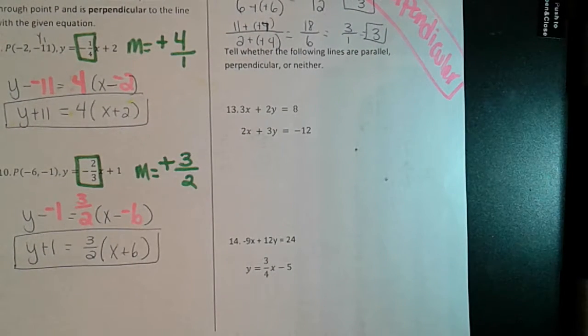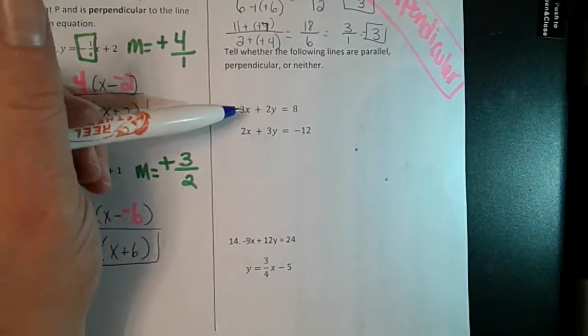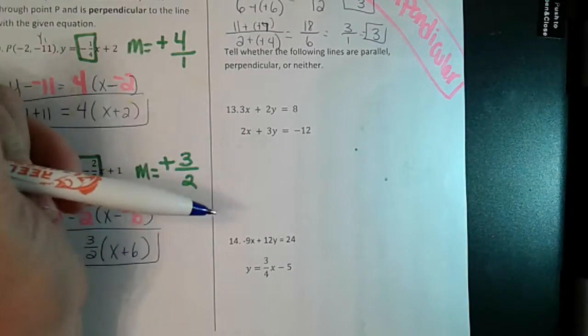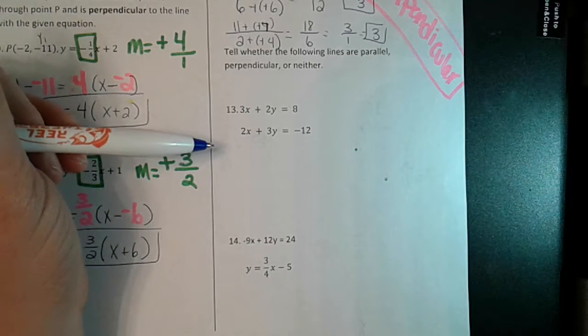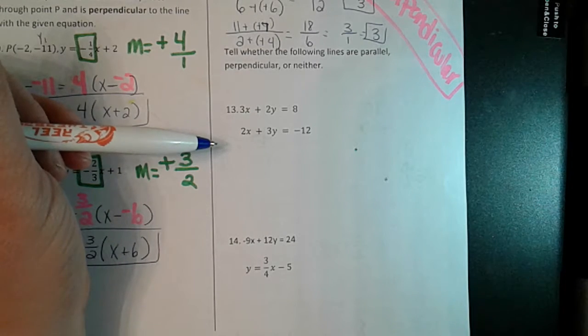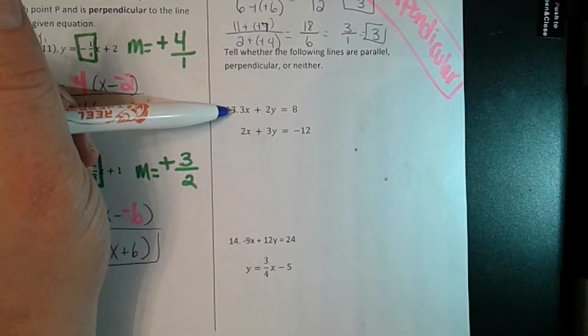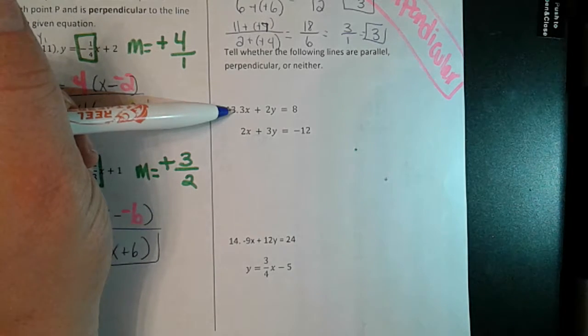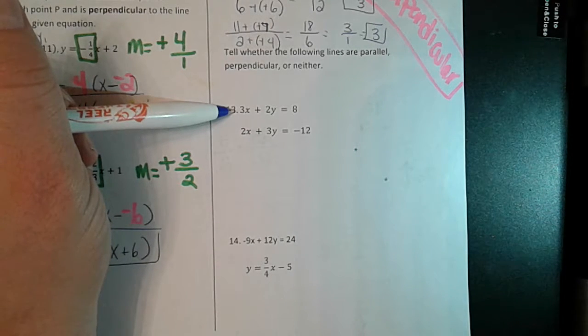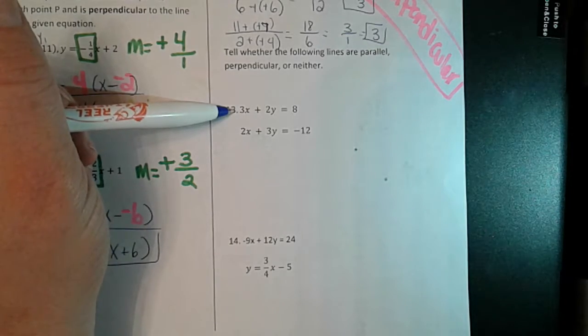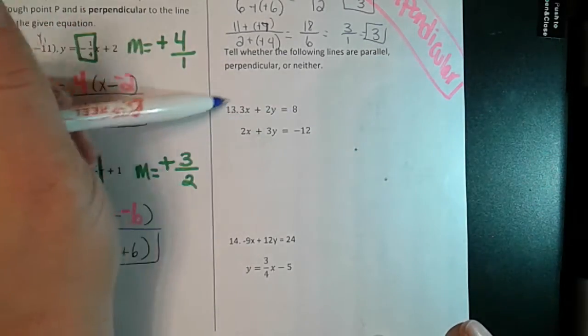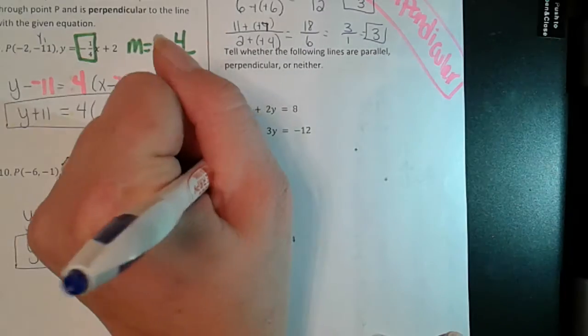All right, so now we're going to tell if these lines are parallel, perpendicular, or neither. We're given equations instead of points for these. So what's the slope of this line? Well, it's not super obvious, right? Because it's in standard form. Unless we have it in point slope form or slope intercept form, we can't just see the slope right away. So let's change this into slope intercept form so we can see that.